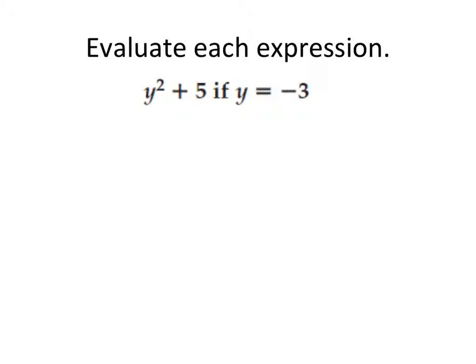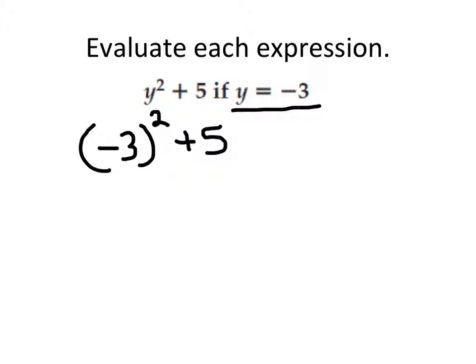This time this expression has a variable y, and we've been told what y is equal to. Right here it is -3. Whenever we're substituting with exponents, we want to make sure that what we substitute is put into parentheses. So that would be negative 3 raised to the second power plus 5. What this does is that it says take negative 3 times a negative 3, and 2 negatives make a positive. That would be 9 plus 5.